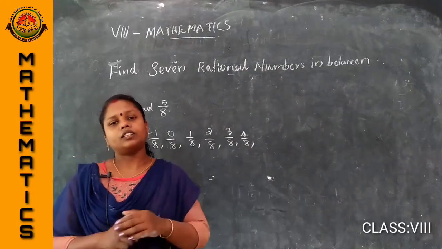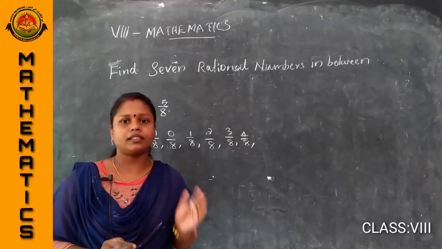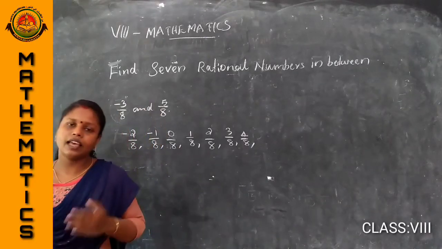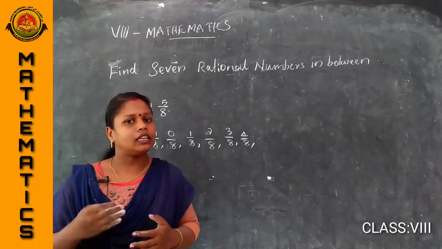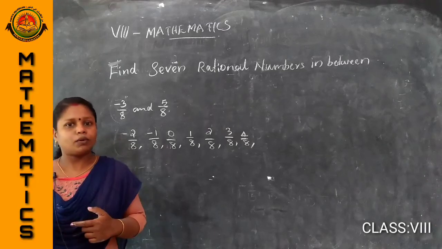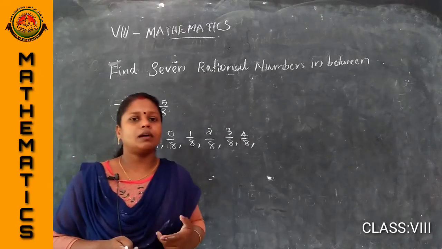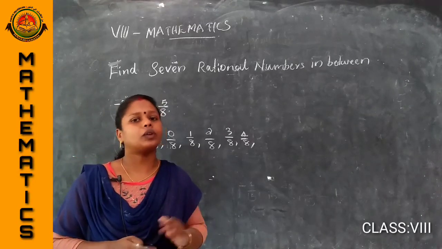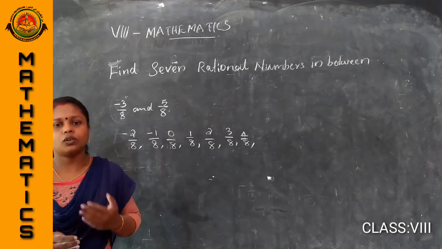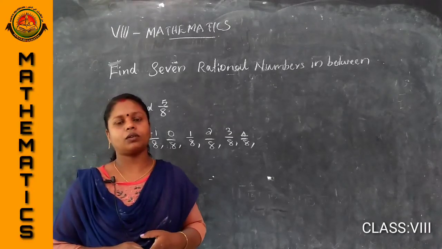Okay, so that's all for this second chapter. First we discussed some properties, and we need to verify each and every property. After that, the last portion, rational numbers between two rational numbers, we also discussed. So that's all about the second chapter. Okay, thank you.